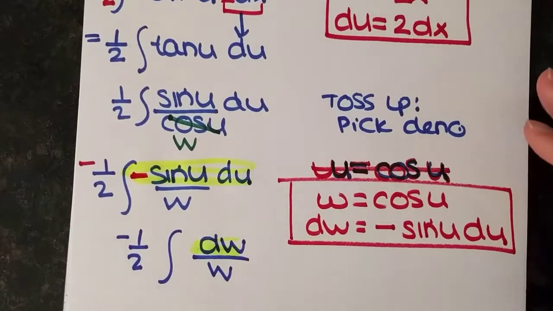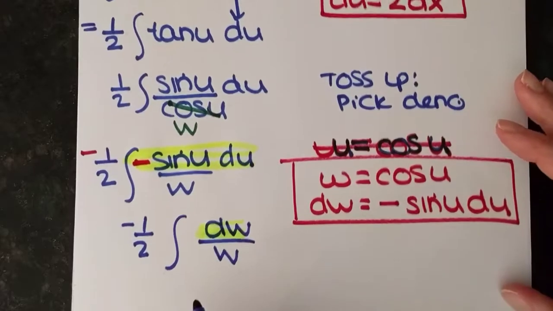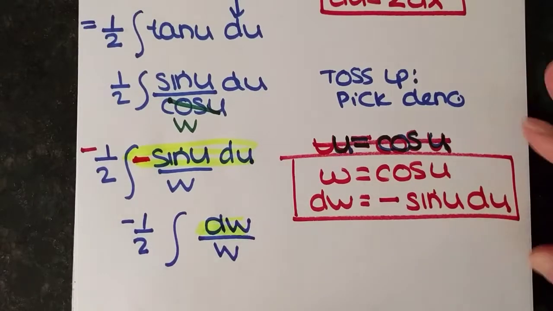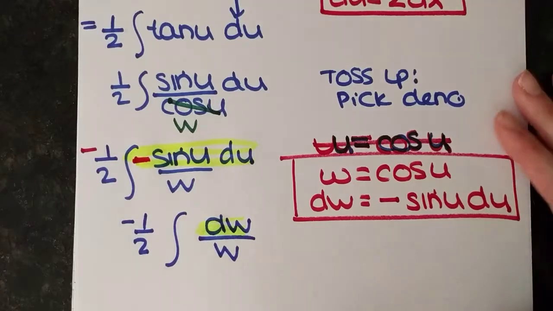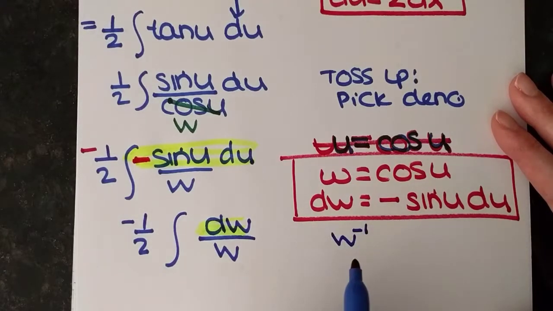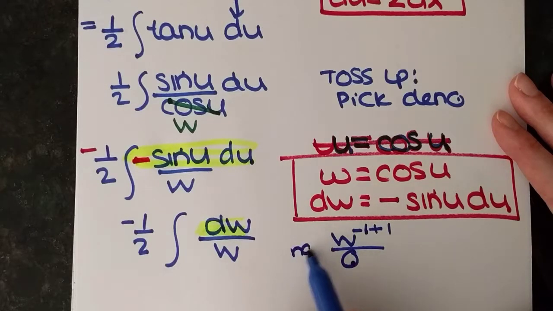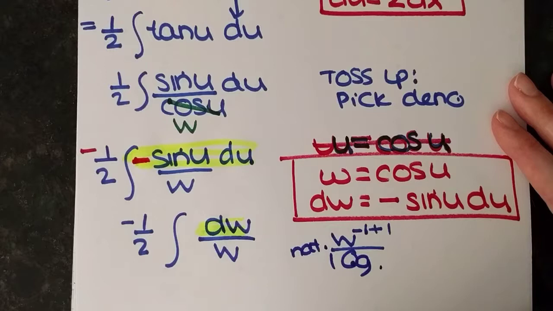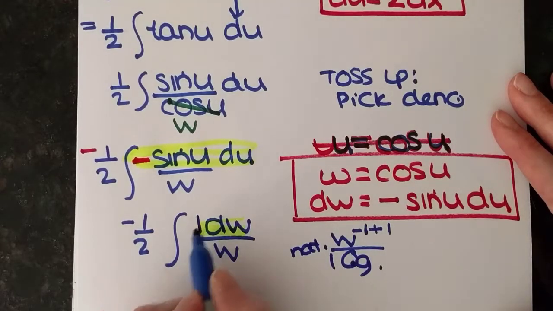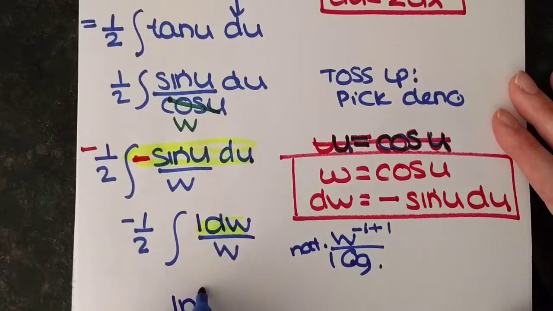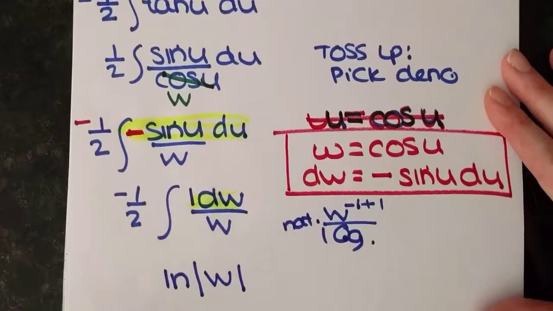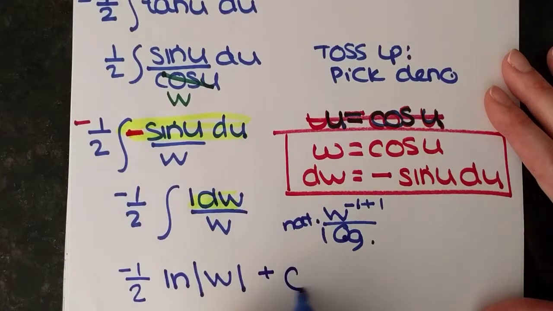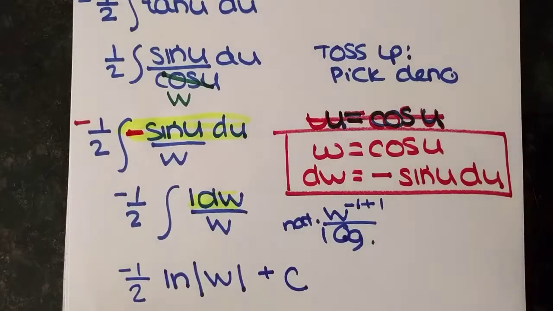Now, hopefully you are getting pretty good at this and you can recognize that this is natural log. If you do not recognize that, just keep in mind that if you move it up into the numerator, then when you add 1, divide by the new exponent, you get a big old 0 in the denominator. And that's what tells you that you're talking about a natural log. So this will be 1 over w, so that's going to give us natural log, absolute value of w. The negative 1/2 carries along, and then plus c because we do not have bounds.